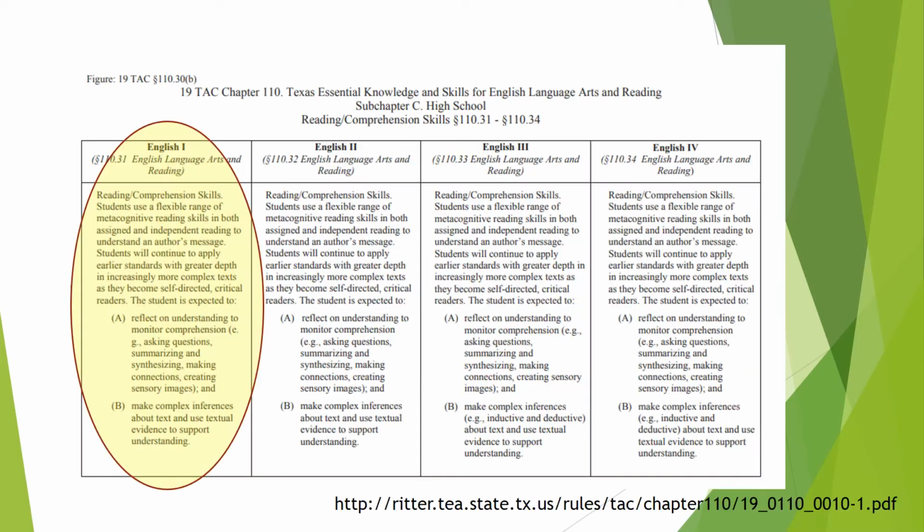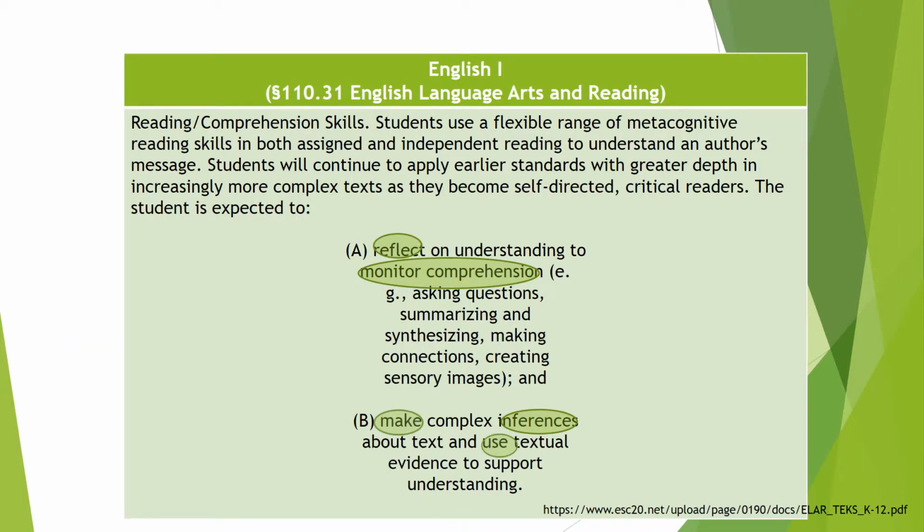Here we have figure 19, which is in reference to TEKS 19B. As you can see, we have English 1, 2, 3, and 4 listed, but we're going to go ahead and focus on English 1 today. For English 1, TEKS 19B, students use a flexible range of metacognitive reading skills in both assigned and independent reading to understand an author's message.